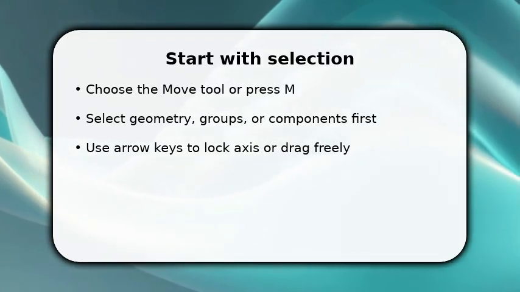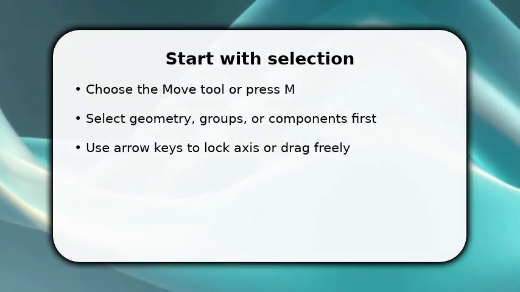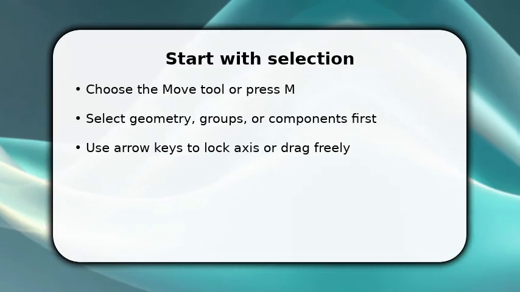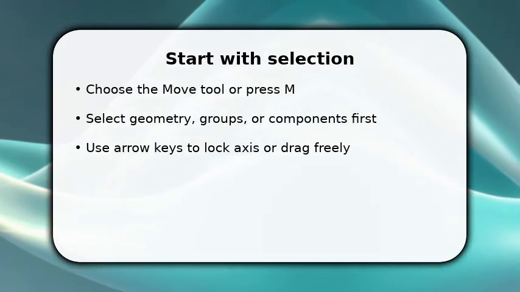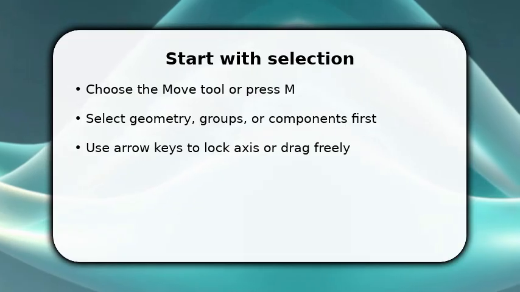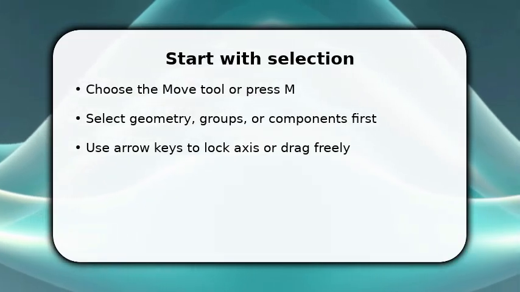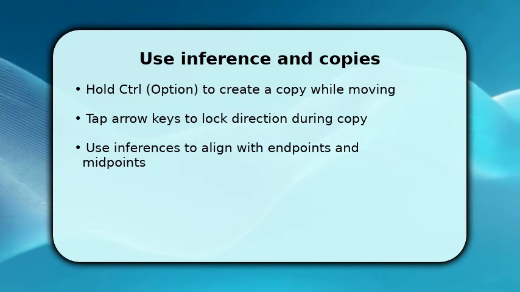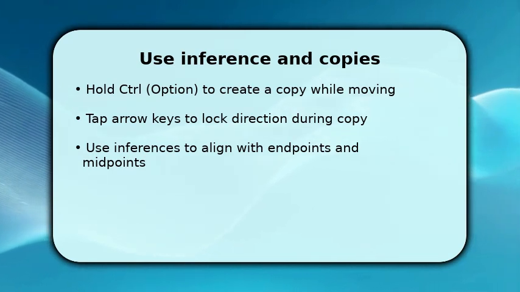Make sure to use arrow keys to lock movement to red, green, or blue axes for precision. If you need exact distances, type a number and press Enter as you move, which snaps the translation to that value. Next, refine by creating copies and using Sketchup's inference system.